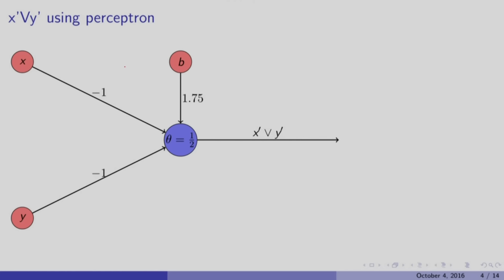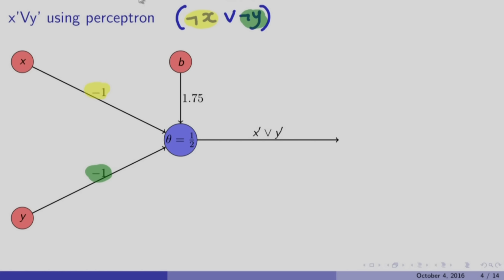One can also simulate a not x or not y using a perceptron. So this not x or not y is obtained by multiplying a minus 1, a negative value, to the input x, and again a negative value to the input y. So for all practical purposes it is the same as an OR except for the multiplication.